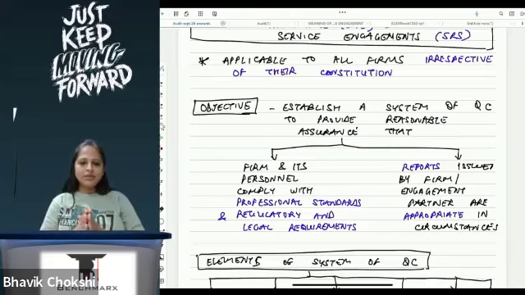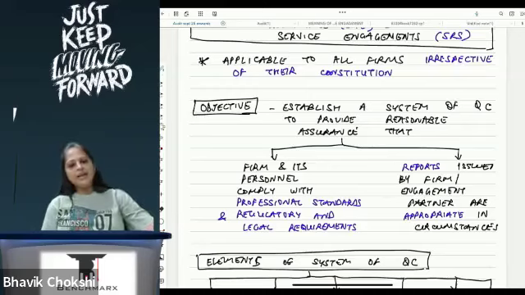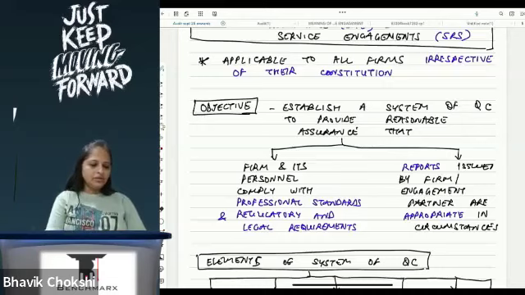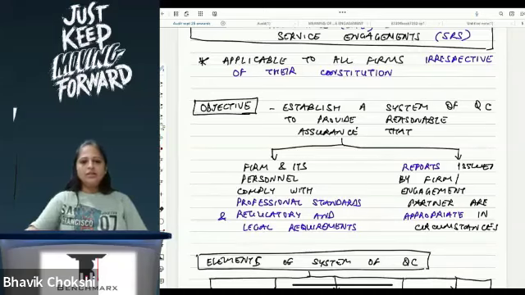Then divide it into two parts like you see on the screen. Under the first part write down firm and its personnel comply with, in a different color pen write professional standards and regulatory and legal requirements.